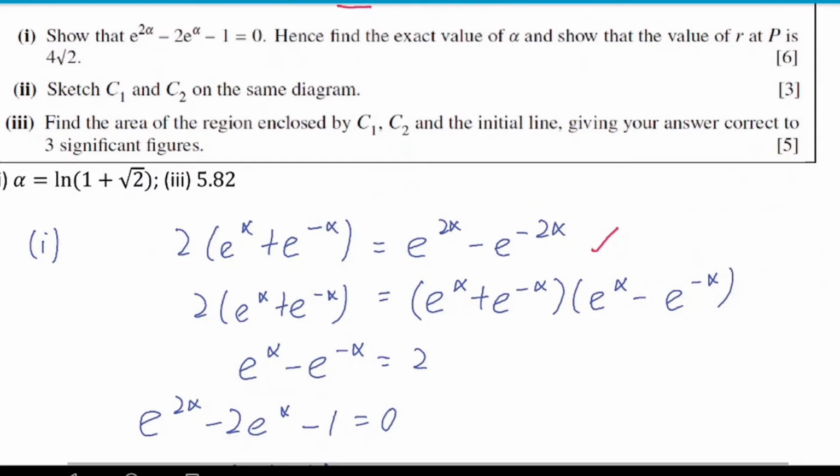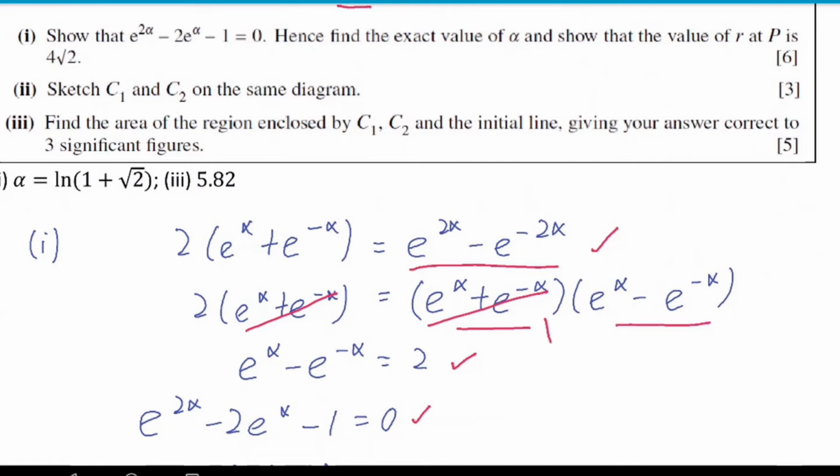So the trick here is to try to make it into a quadratic. The equation that has e power 2 alpha minus e power negative 2 alpha can be factorized. So we can actually cancel off the e power alpha plus e power negative alpha from there in order for us to get something like this. Then we can multiply the whole equation by e power alpha, so that we can get the quadratic equation like this.